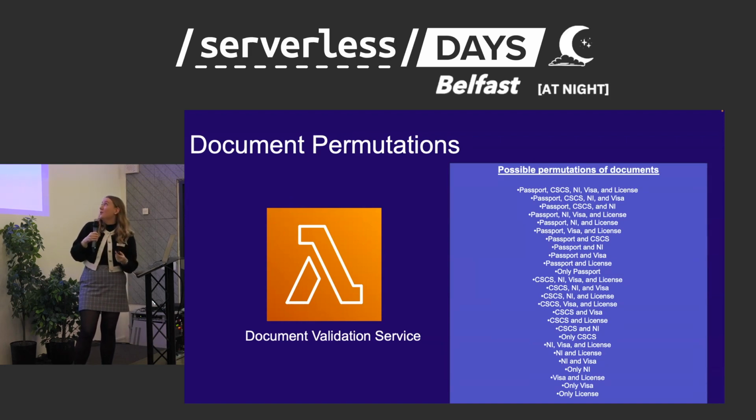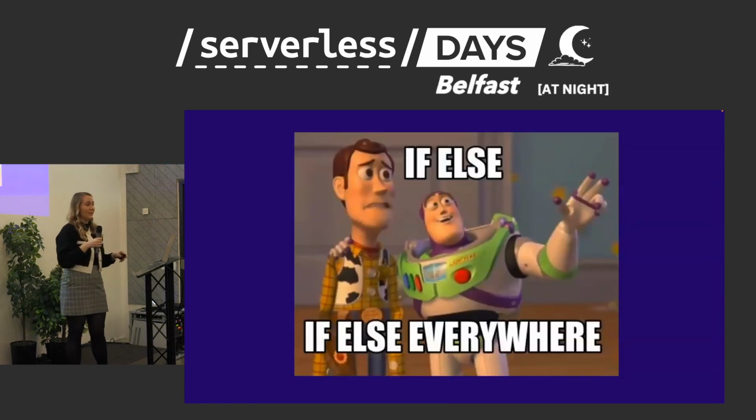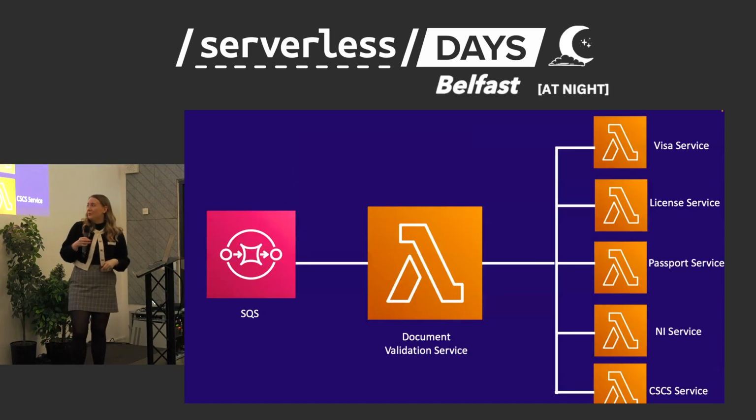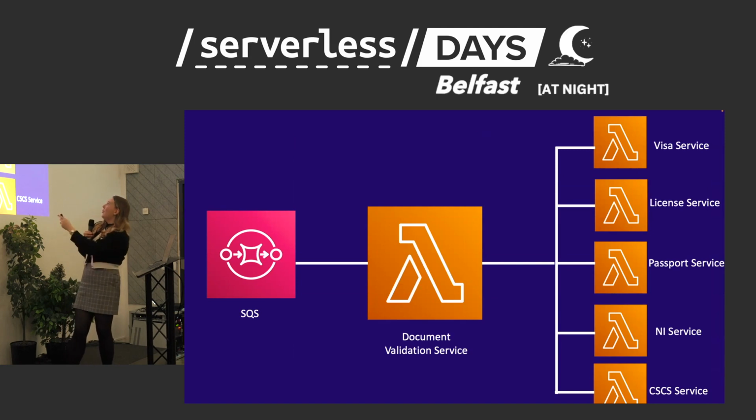So any combination of all 5, any combination of 4 of them, any combination of 3, combination of 2, or the individual documents. I know what you're thinking: let's just throw some more if-else statements in there and be done with it. But if we were to do that, this document validation service Lambda just starts to become the bottleneck. We are synchronously calling out to these different Lambdas, waiting for that response to come back. The more documents that we start to scale, the runtime of this document validation service was going to start to grow exponentially. That was going to be the bottleneck.